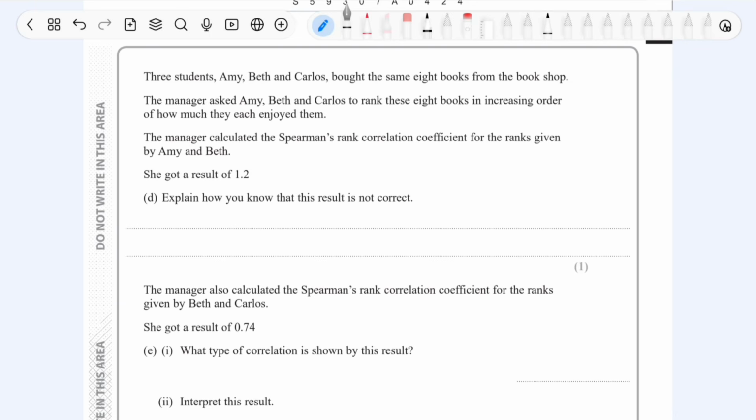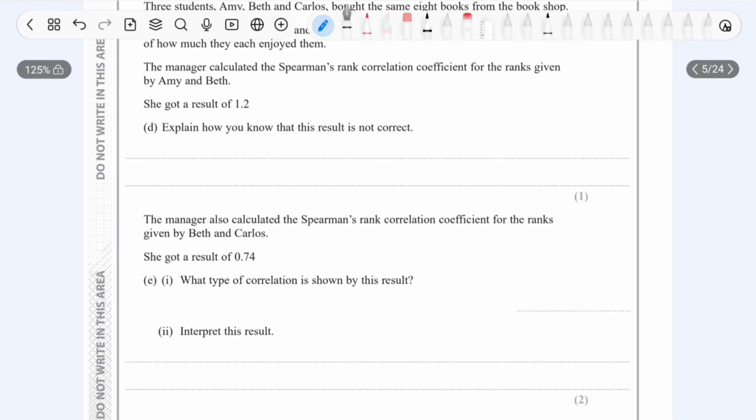Part D says that 3 students, Amy, Beth and Carlos, bought the same 8 books from the bookshop. The manager asked Amy, Beth and Carlos to rank these 8 books in order of how much they enjoyed them, increasing order, sorry. The manager calculated the Spearman's rank correlation coefficient for the ranks given by Amy and Beth. She got a result of 1.2. Explain how you know that this result is not correct.